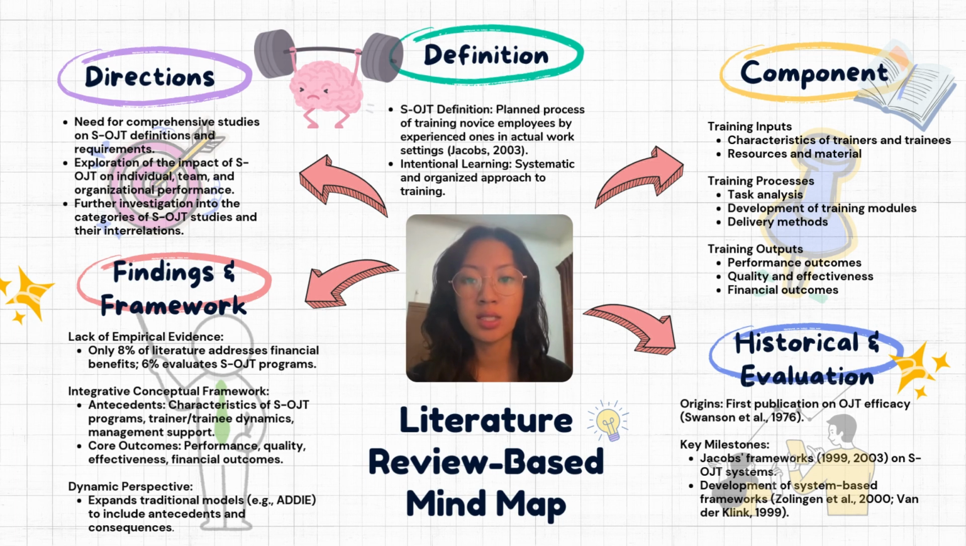This framework also identifies several antecedents that influence the effectiveness of SOJT programs. That includes the characteristics of the SOJT, trainee dynamics, and the managerial support. So the framework also outlines the core outcomes that result from effective SOJT, which include the performance itself, that improves the in-job performance as a direct result of training; quality, which explains the enhancement in the quality of work produced by the trained employees; effectiveness, that explains the overall effectiveness of the training program in achieving its goals. So the last one is the financial outcomes, that explain the economic benefits that derive from the improved performance and productivity.